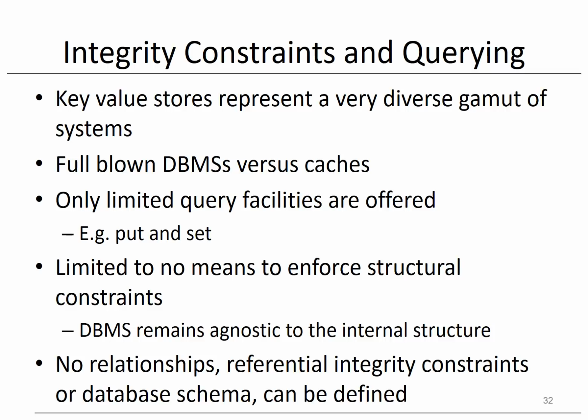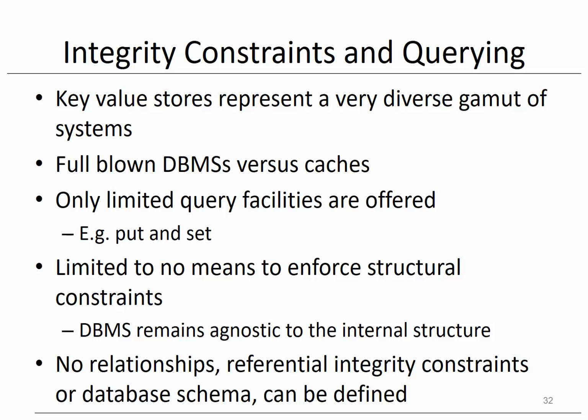Key value stores still represent a very diverse gamut of systems. Some systems are full-blown DBMSs, whereas others are merely used as caches in front of a relational DBMS. Typically, only limited query facilities are offered, with an interface that often comes down to simple put and get instructions with the key as the defining single hit parameter. Also, there are limited to no means to enforce structural constraints on the data. The DBMS remains agnostic to the internal structure.